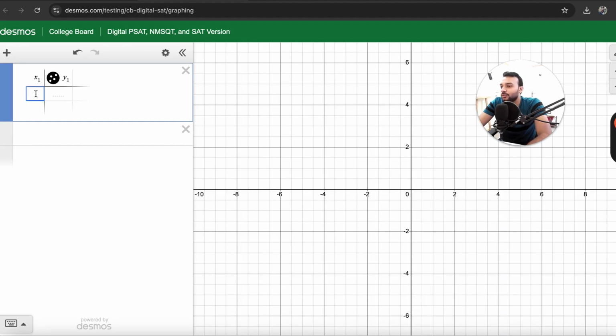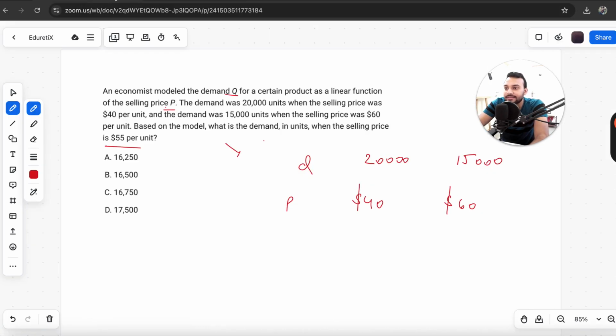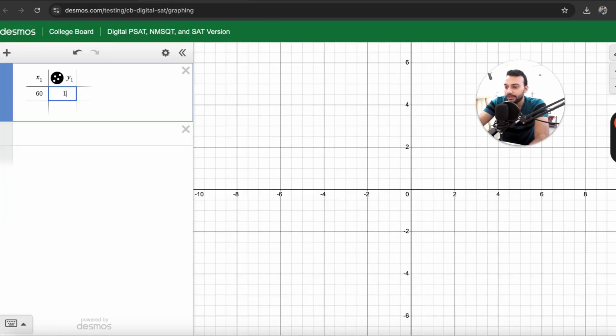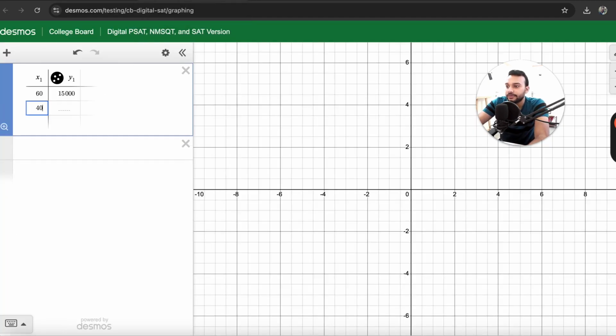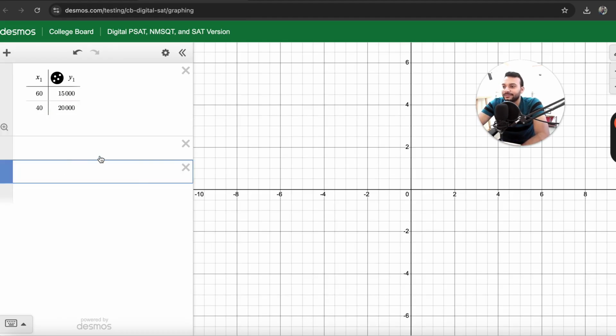So x1 is when the selling price was 60. The demand, let's check the point. At 60, it was 15,000. So you write it as it is, 15,000. At x is equal to 40, when the price was 40, the demand was 20,000.